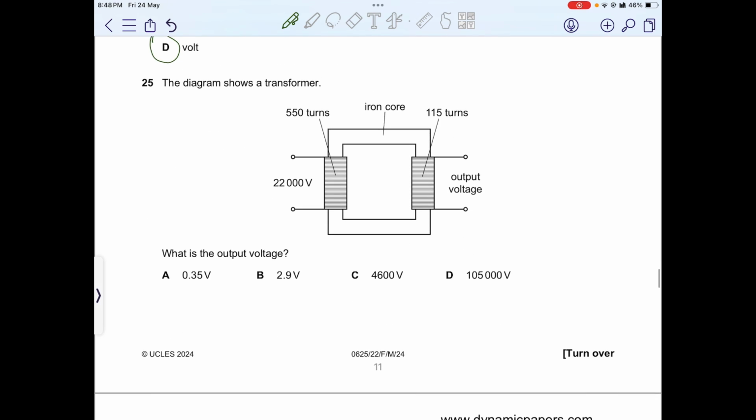Now the diagram shows the transformer. What is the output voltage? So the voltage over the secondary coil, the output voltage, over the voltage across the primary coil is equal to the number of turns across the secondary coil over the number of turns across the primary coil. So in order to calculate the voltage across the secondary coil, we will take the voltage across the primary coil, which is 22,000 volts, times the number of turns of the secondary coil, 115, divided by the number of turns of the primary coil, 550. We get 4,600 volts. The calculation looks somewhat like this: 22,000 times 115 divided by 550 gives 4,600.